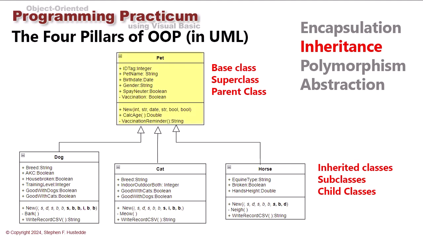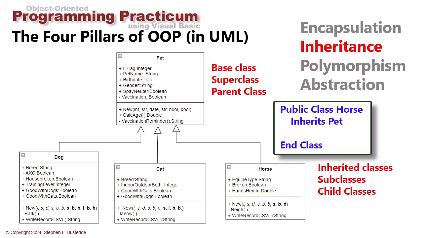So the base class contains the properties and methods that are common amongst all of the subclasses, but each of the subclasses have further properties and methods that are unique. For example, for the dog class, we have an AKC Boolean property, whether the dog is registered with the American Kennel Club as a purebred. That's not going to apply to a cat or a horse. Same way with a cat, we have a property called indoor-outdoor both. Is it an indoor cat, an outdoor cat, or one that goes between the indoors and outdoors? For a horse, we have a property called hands height. How tall is the horse in hands? It's a double value. We don't talk about using hands to measure dogs and cats.